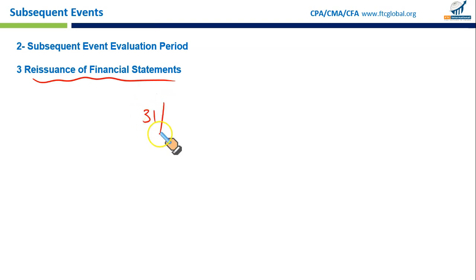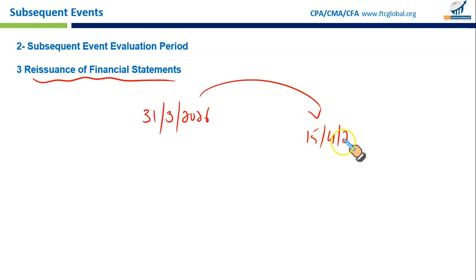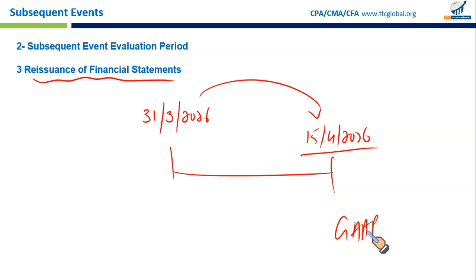Reissuance of financial statement. Let's say a company has issued its financial statement on 31st of March 2026. Then they reissue their financial statements on 15th of April 2026. Why would they do that? Because maybe they need these financial statements to be shared with new shareholders, or maybe due to certain regulatory requirements. So when reissuing such financial statements, the company should not include or recognize any event that has occurred between these two dates, unless it is required by the regulatory body, SEC, or it is required by US GAAP. This is an important point, and please pay special attention to this part.